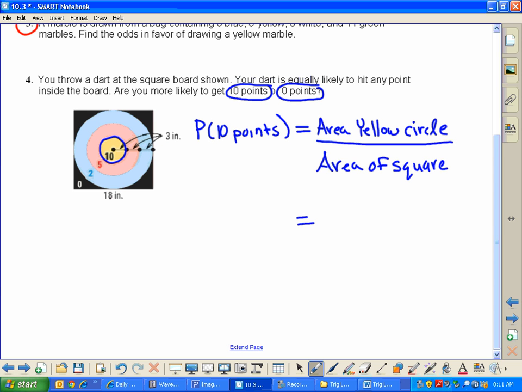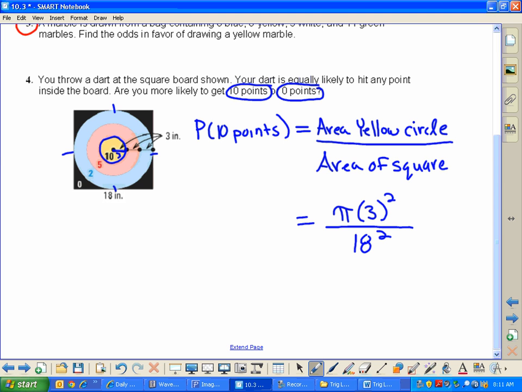Very good. So we're going to do pi times 3 squared, because the radius of this little yellow circle in there is 3. So we have pi times 3 squared over the area of the square itself. The area of the square itself, I see that the base is 18 inches, and we know in a square all your sides are congruent. So this is going to be basically 18 squared.